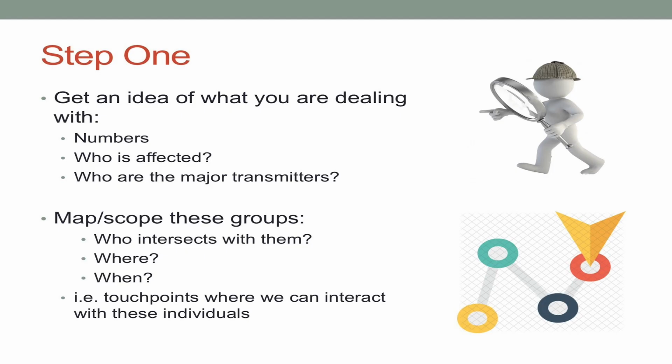Step 1 was really to get an idea of what we're dealing with: numbers. I completely agree with the questioning that we just heard earlier on in terms of trying to get the numbers, trying to work out who is predominantly affected and who are the major transmitters as well. That is an important thing if you're thinking about a population elimination programme: to focus on the transmitters, not just those at highest medical need.